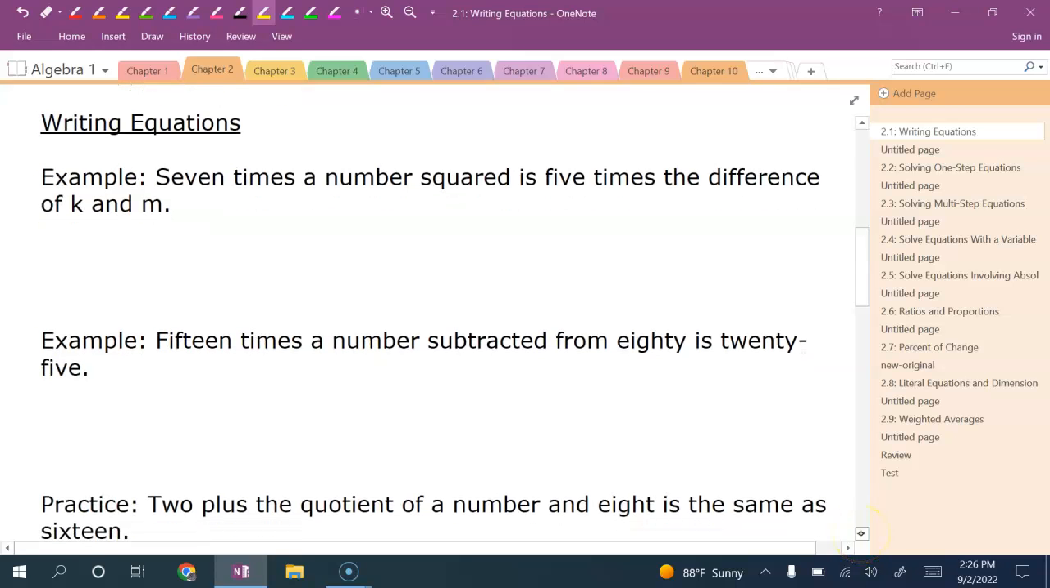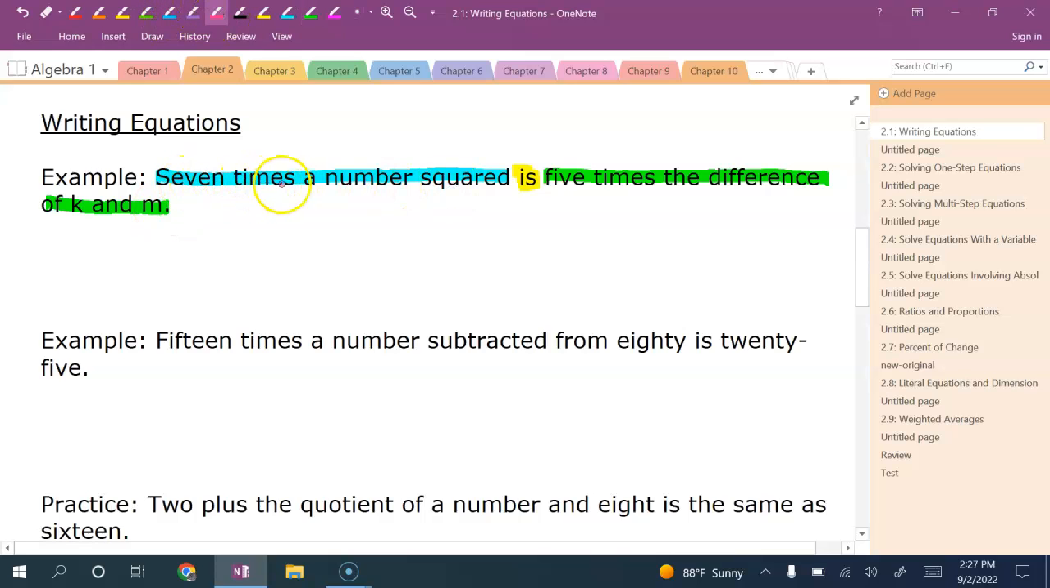For the first one, it says that I have 7 times a number squared is 5 times the difference of k and m. So the first thing I'm going to look for is that word is, which is right here. And that's going to be where my equal sign goes. So I'm going to think about there's like a left-hand side of the equation, and there's a right-hand side of the equation. So let's focus on what I highlighted in blue.